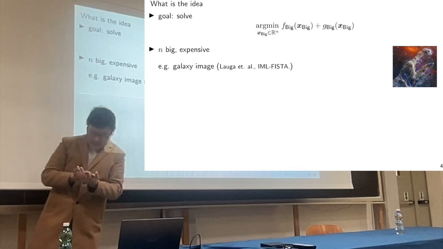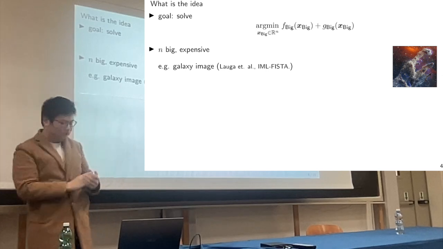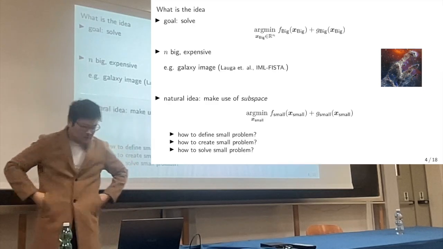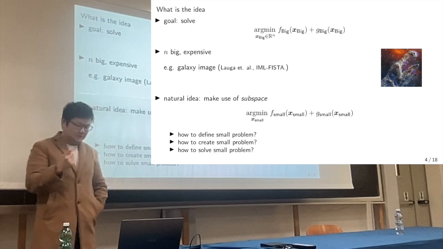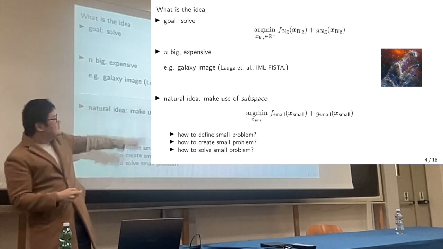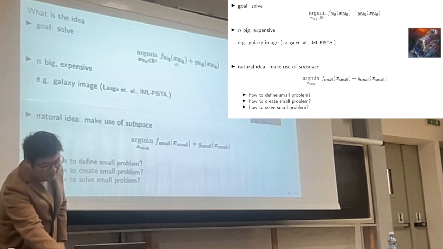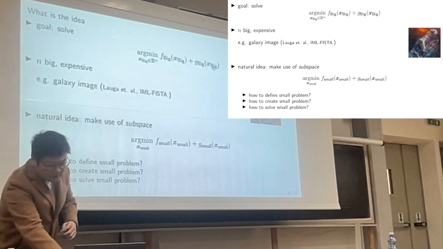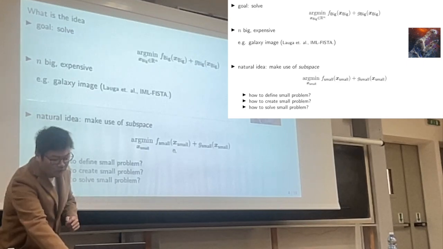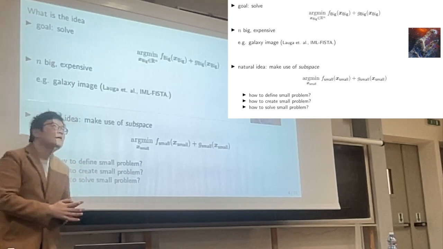What's the classical trick? Stochastic gradient. And I'm not a fan of randomness, so I'm going to do something else. What's that? Make something smaller. What does small mean? This is your original problem: minimize f big plus g big on the variable x big. What you do is make something f small plus g small on the variable x small.